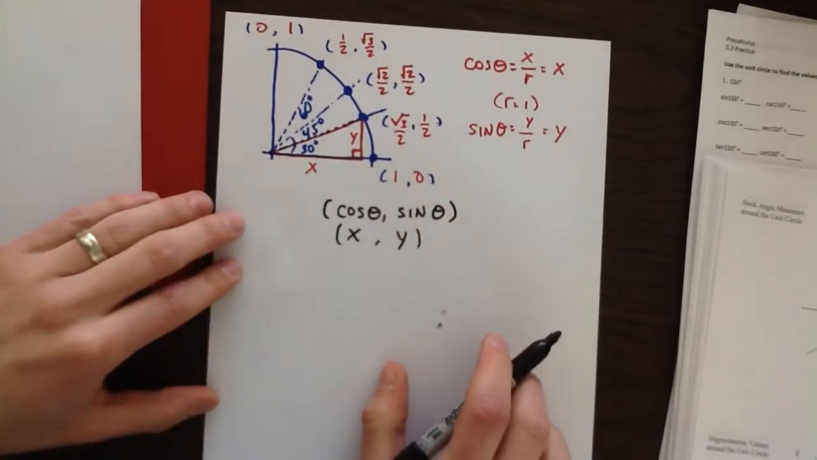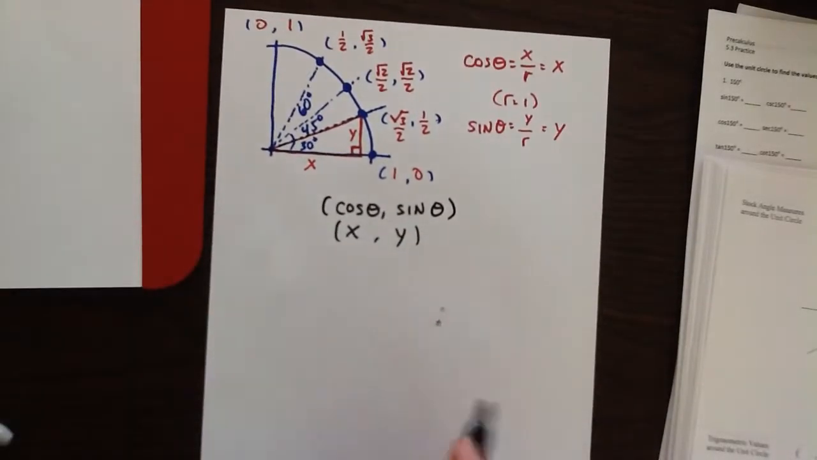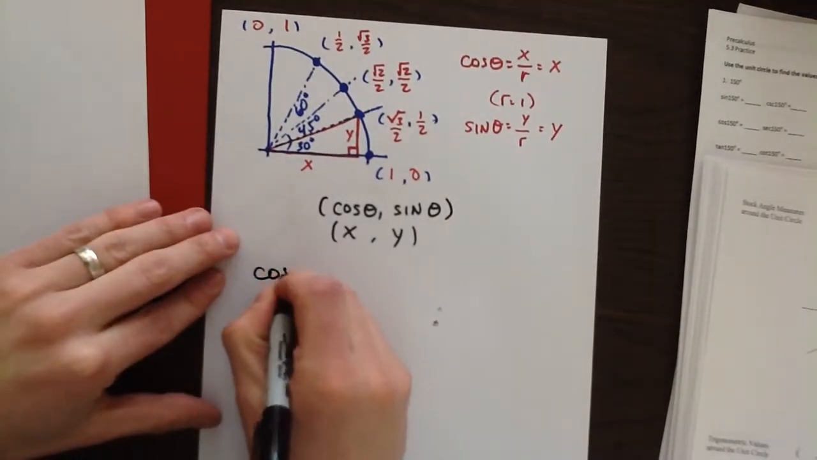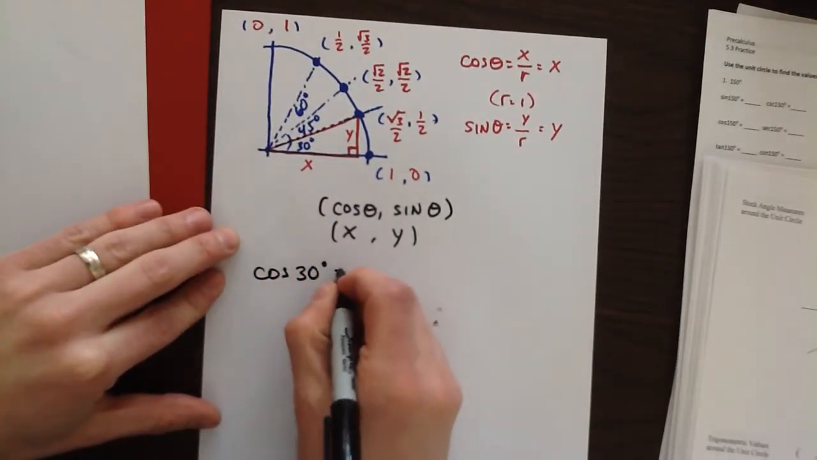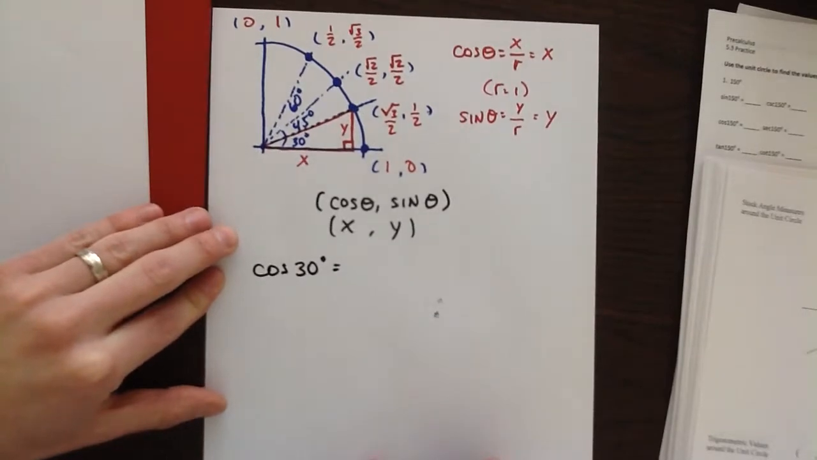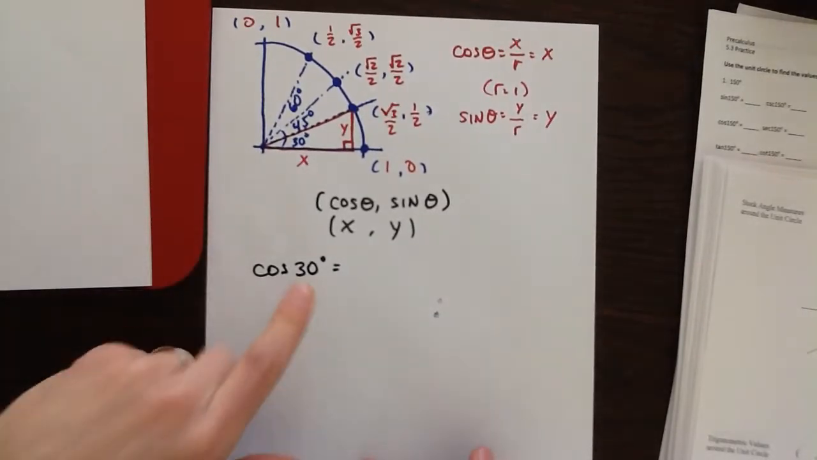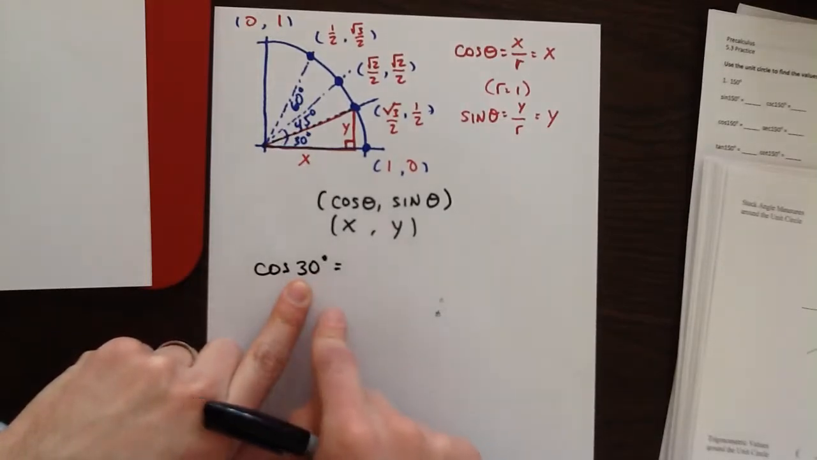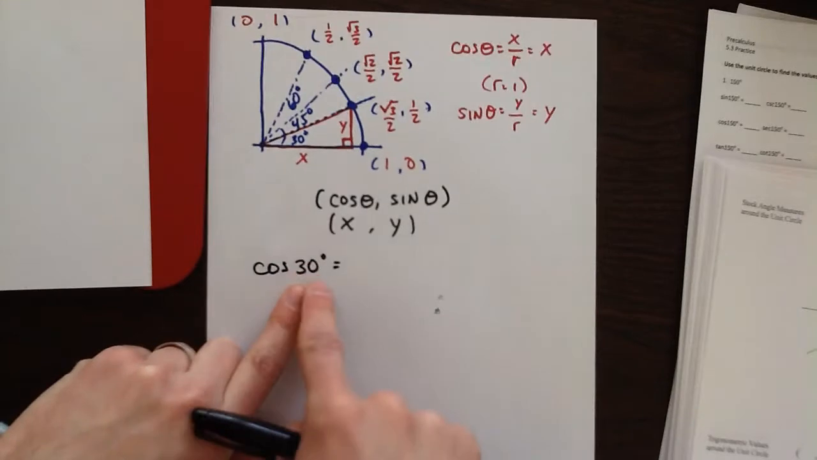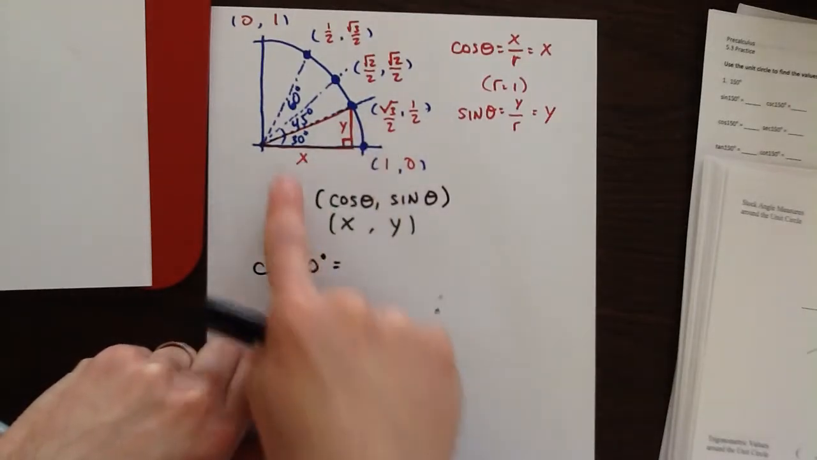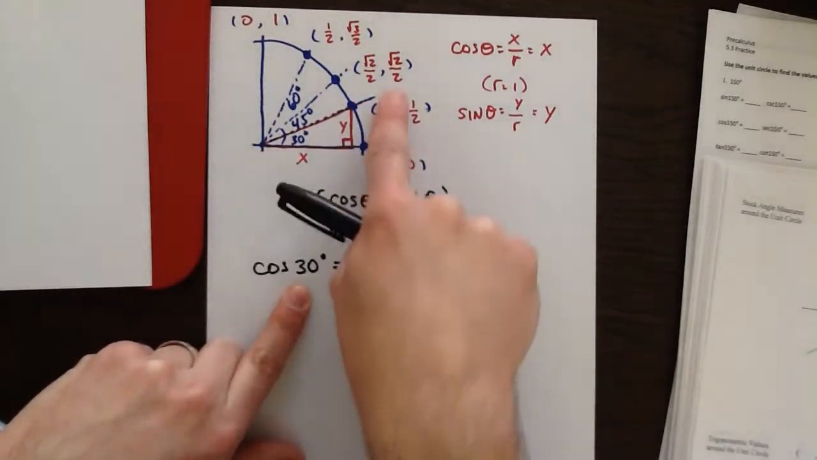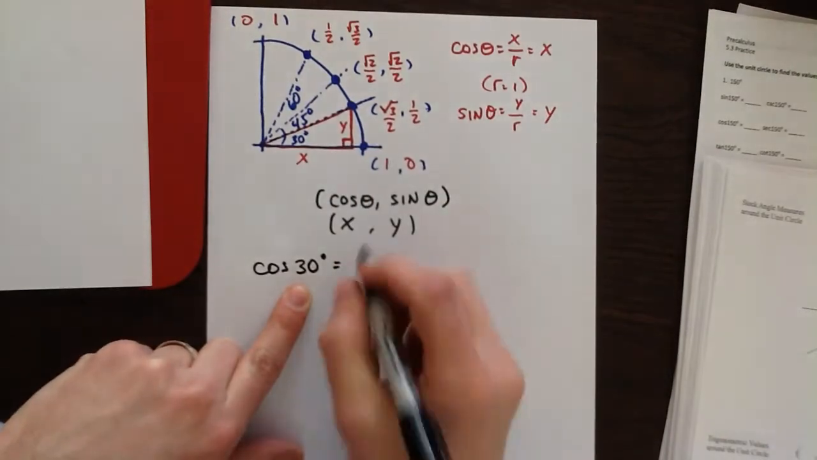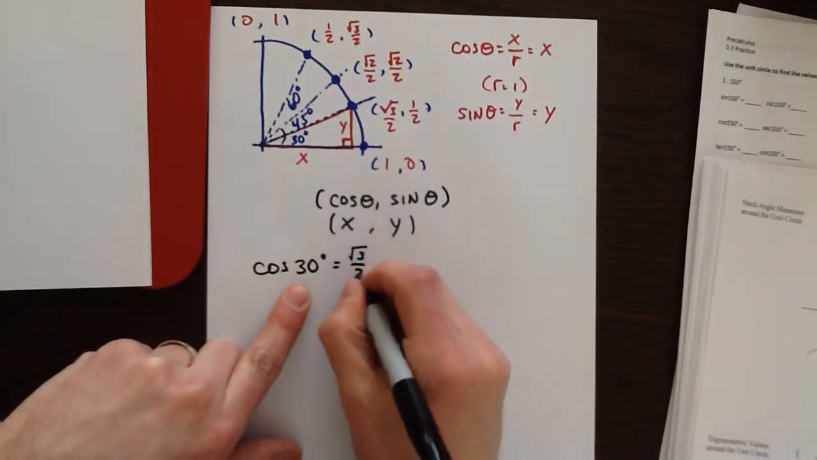So, if I ask you, what's the cosine of 30 degrees? 60? Not even close. Throw the calculator away. It's right there. 30 degrees. Cosine is always the x value around the unit circle. We've got root 3 over 2.